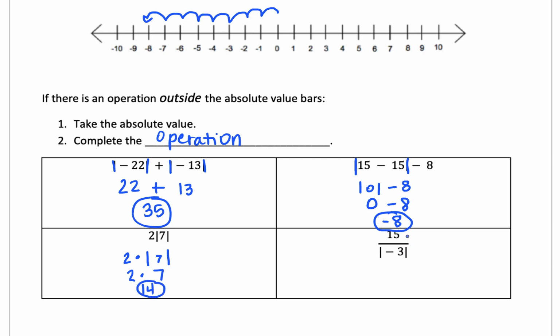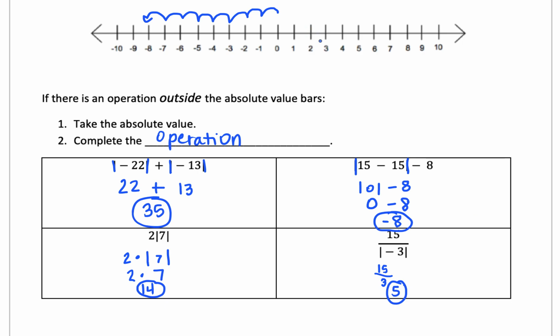And in this last example, I have 15 divided by the absolute value of -3. So before I can do the operation that is outside of the bars, I need to take the absolute value of -3, which is +3, and 15 divided by 3 is 5, and that's my final answer.